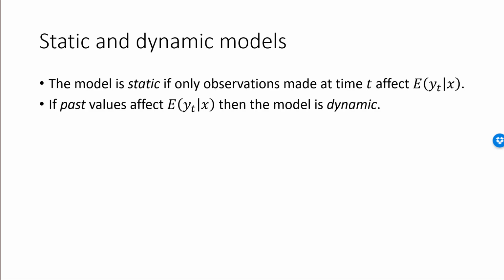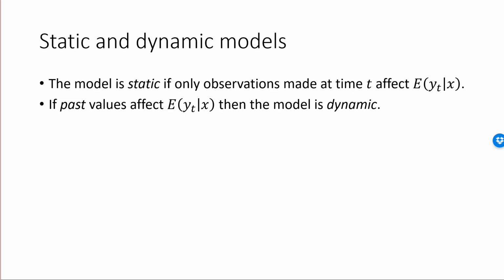It's also possible that past values affect the conditional expectation. And if that's the case, then we say that the model is dynamic. We'll look at this much more closely later on when we look at the dynamic models. But it's certainly possible that the effect of an x variable at the previous point in time lingers and affects a y variable at a later point in time. And if that's the case, the model is dynamic.